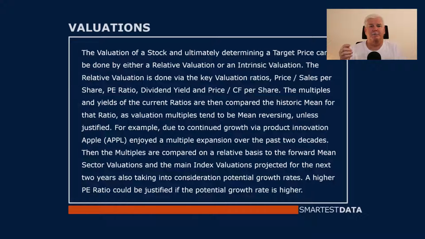Then the multiples are compared on a relative basis to the forward mean sector valuations and the mean index valuations projected for the next 2 years, also taking into consideration potential growth rates. A higher PE ratio could be justified if the potential growth rate is higher.